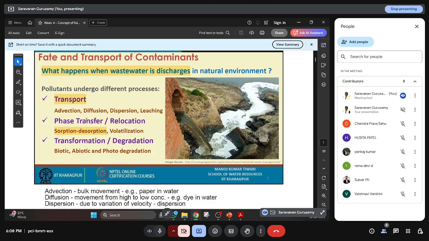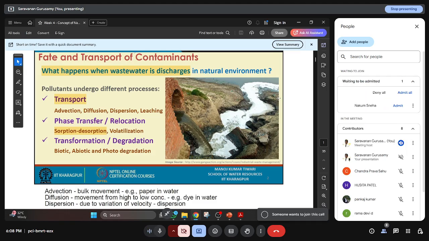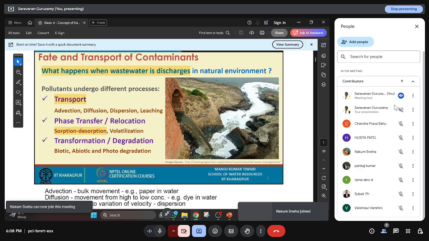What is advection? I have given an example here. Whenever you put a paper in water, it will float along with the water. Wherever the water is moving, the paper will also go along with it. That bulk movement is called advection. What is diffusion? If you put a drop of ink in the river water, the ink will not stay in the same place. It will move from high concentration to low concentration. At the drop point, we have more concentration of the ink, but as it spreads, we can see the diffusion of the ink. That's the movement from high concentration to low concentration. Then what is called dispersion? It is due to variation in the velocity.